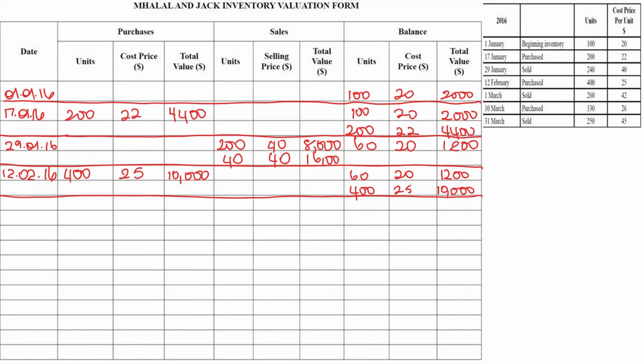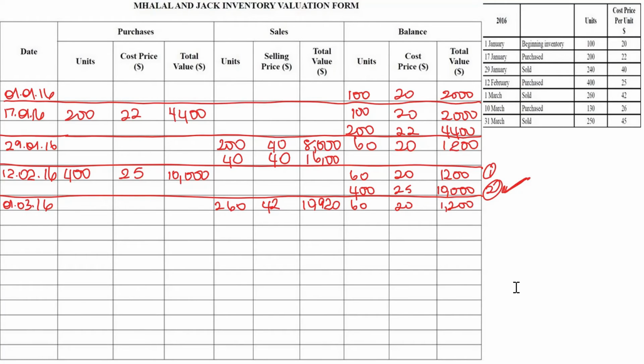Now on the 1st of March, we sold 260 units. Again, this is the first, this is the second. LIFO, we're going to go with the last in. So we're going to take from here first. So we're going to take our full 260 units from the 400. So 260 units, and we sold it at $42 per unit, which gives a total of $10,920. Now our stock that we have remaining is the 60 units because we didn't touch from that.